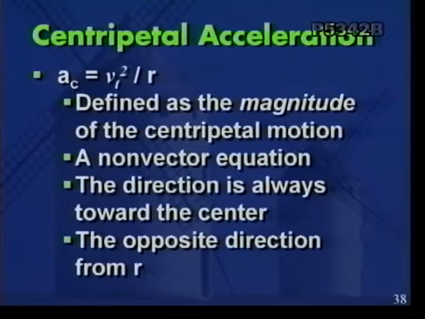We make this a little easier this time. Your book goes through a long derivation of this. I don't have time to go through the derivation with you, but your book shows you how to derive this formula from geometry principles. The centripetal acceleration ends up being the tangential velocity squared divided by the radius.